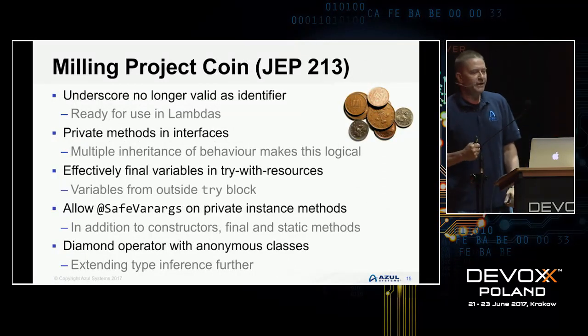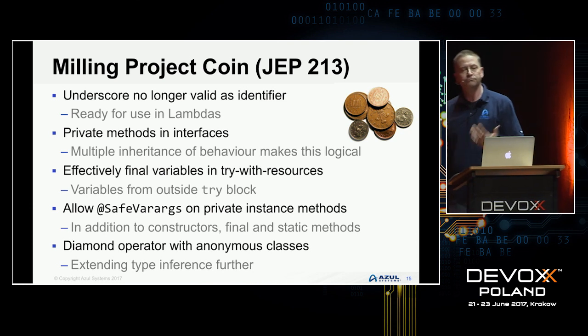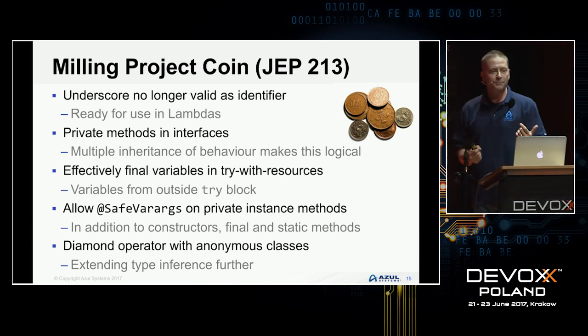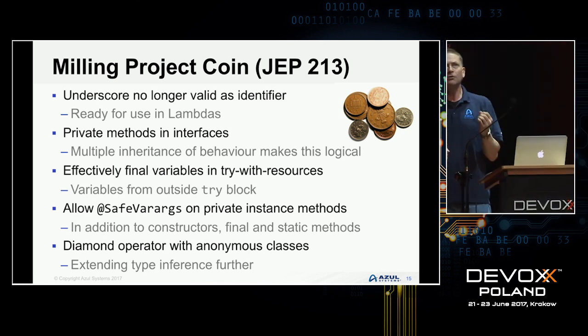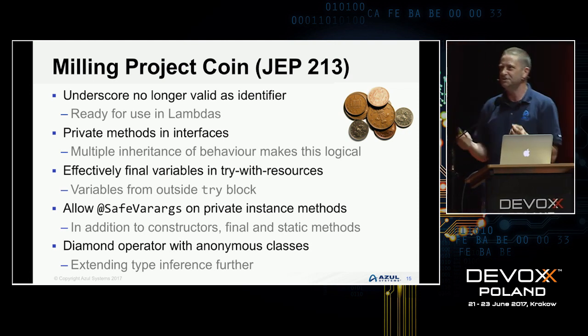Milling Project Coin: small changes to the language. There are a few of these. The first of them is that the single underscore is no longer valid as an identifier. So this is kind of interesting.